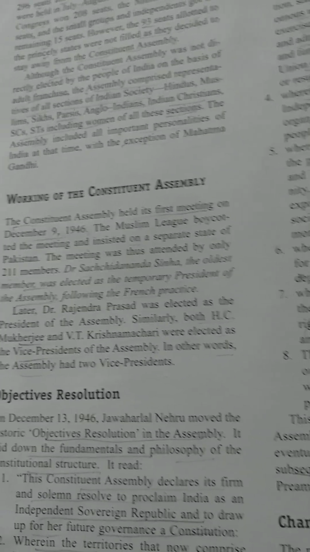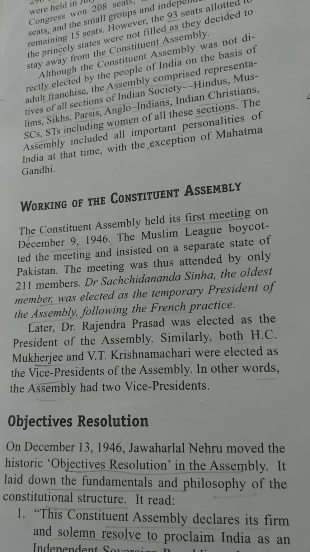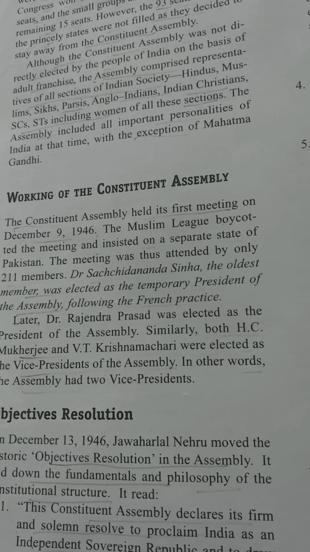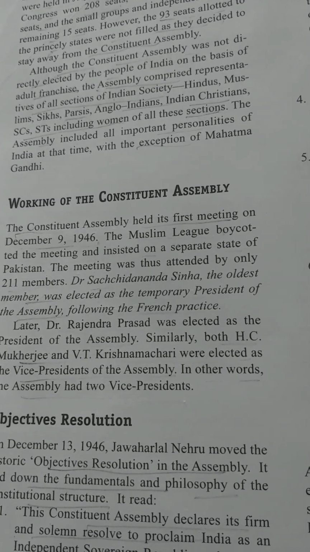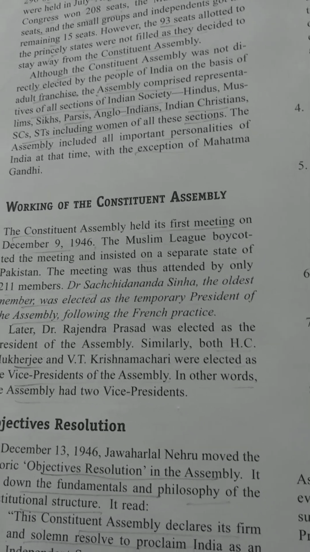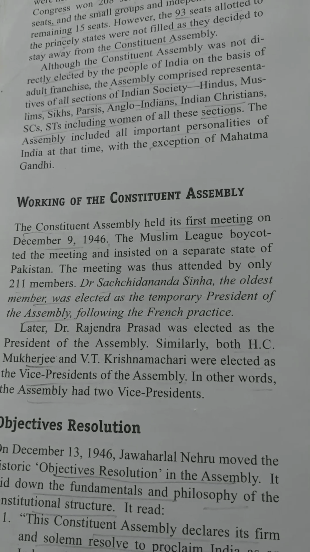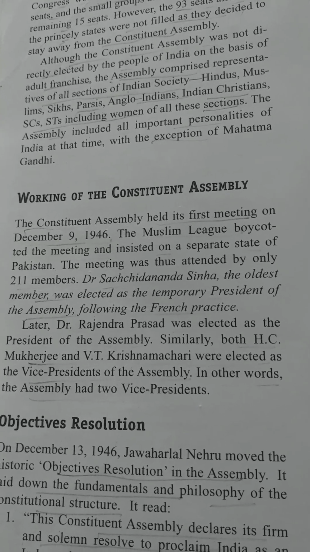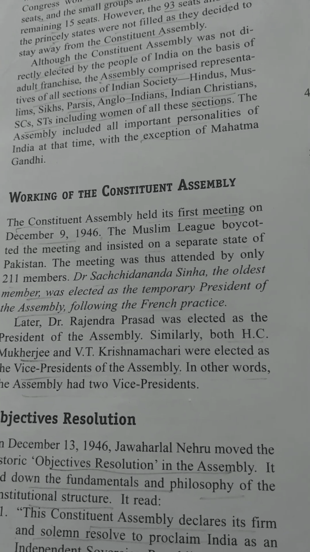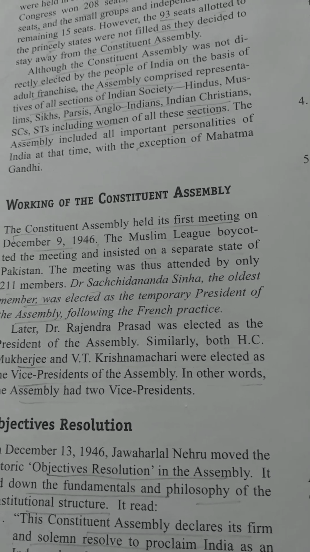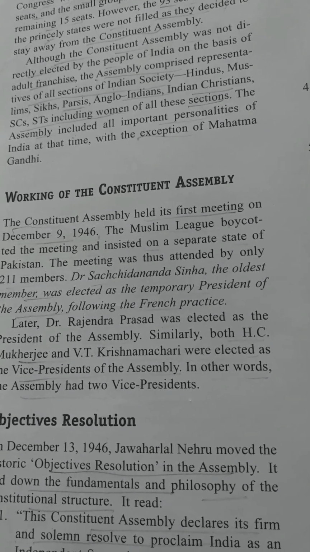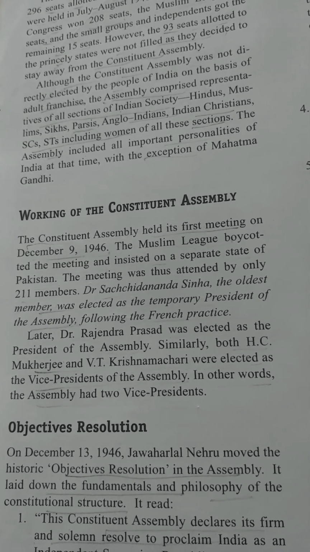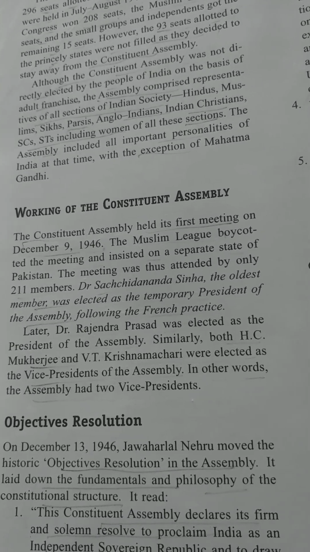Working of the Constituent Assembly. The Constituent Assembly held its first meeting on December 9, 1946. The Muslim League boycotted the meeting and insisted on a separate state of Pakistan. The meeting was thus attended by only 11 members. Dr. Sachidananda Sinha, the oldest member, was elected as the temporary president of the assembly, following the French practice. Later, Dr. Rajendra Prasad was elected as the president of the assembly.